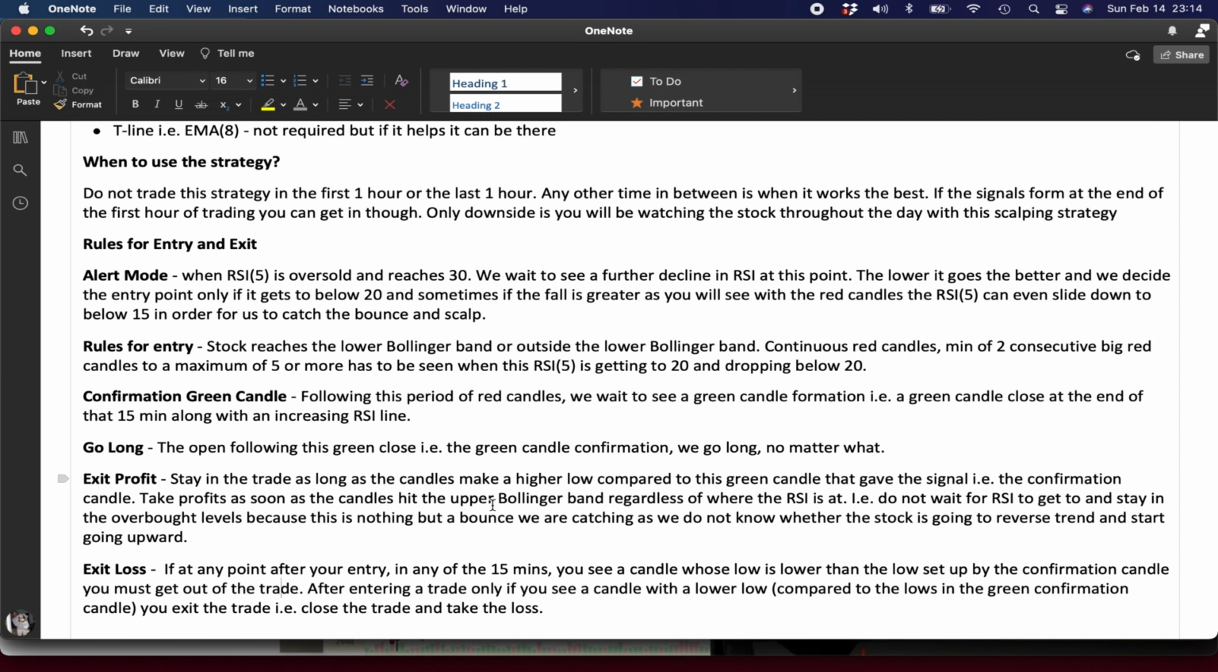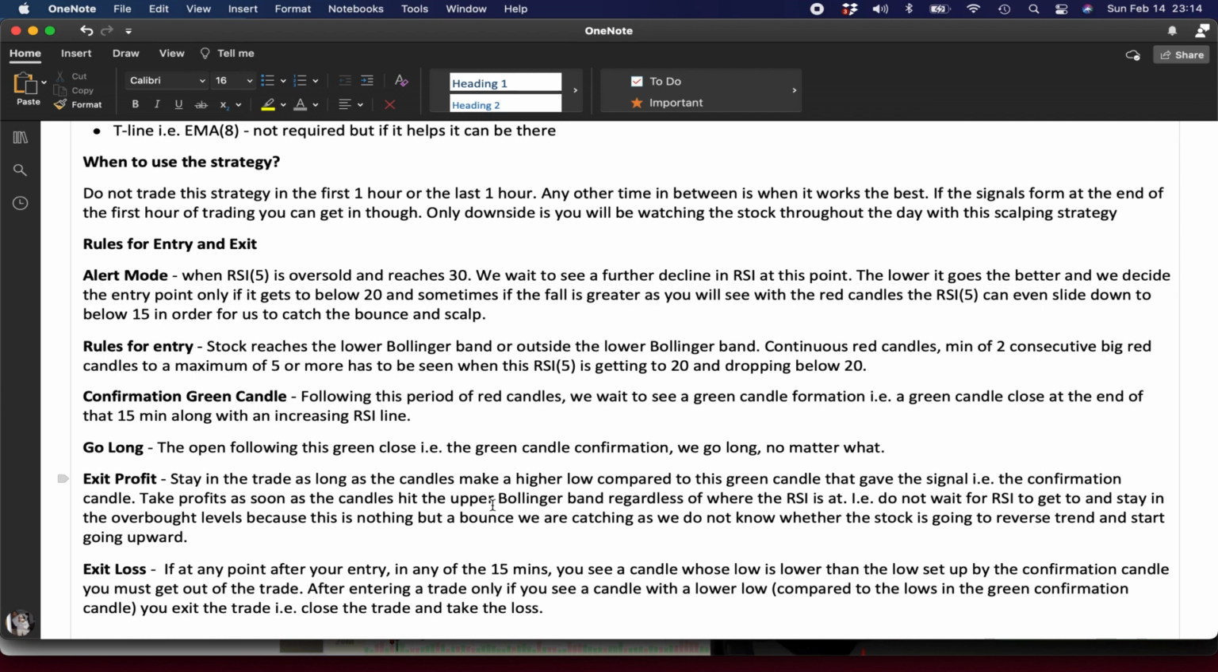So at the end of that period, once you see a candle that closes green following this period of decline, that's the confirmation green candle. At the open following this green candle confirmation, you just buy the stock. You just go long no matter what.